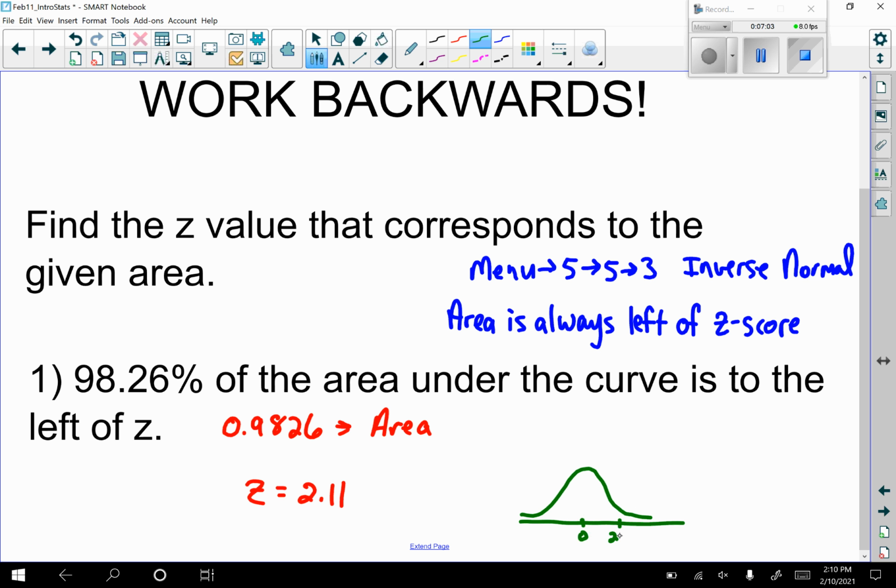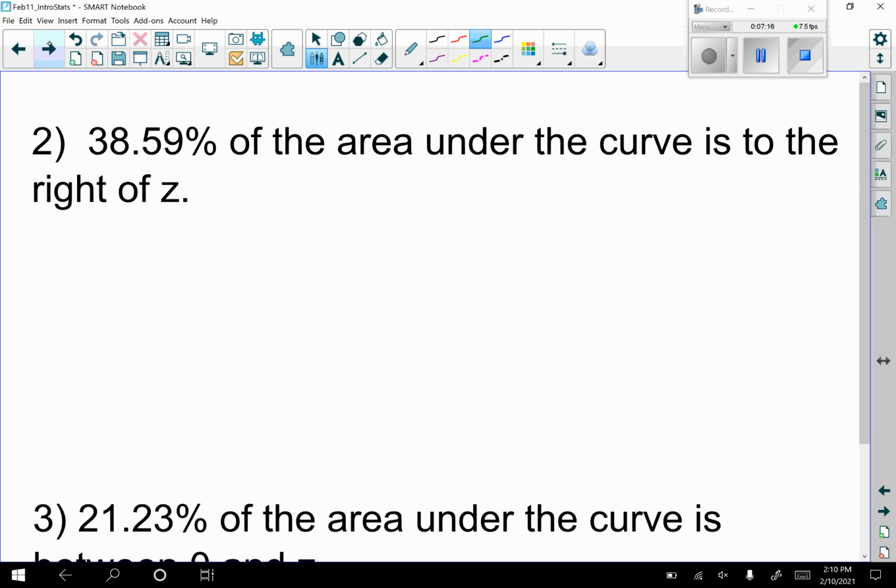So if we're looking at a 2.11, and all of this is the area that's shaded, that makes sense that it would correspond to 98.26%, so that would be correct. Let's take a look at number 2.